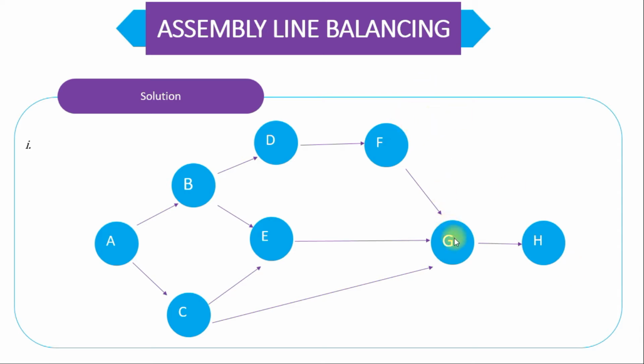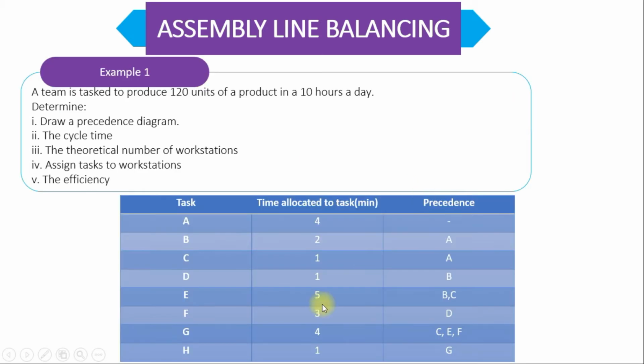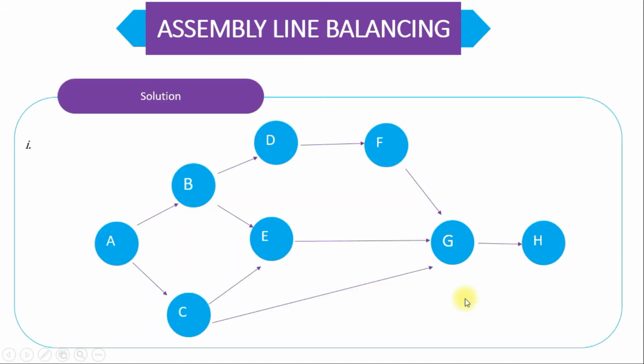Then we also have task G over here. It says that task G follows C, E, and F. That means all these three tasks have to be done before G can be done. So we can see an arrow moving from F to G, from E to G, and from C to G. Then we have the last task, which is H, which follows task G. Very simple. So we have the precedence diagram over here.